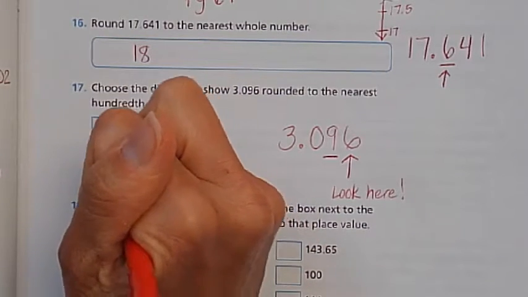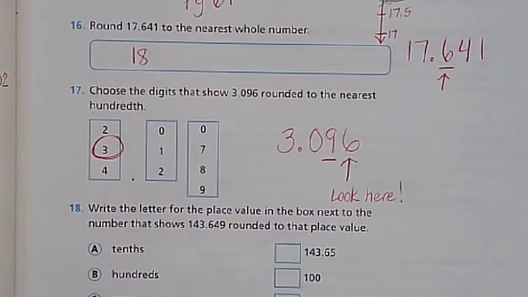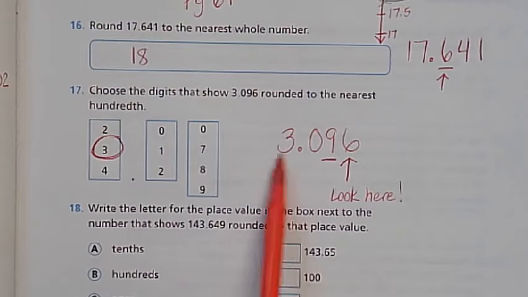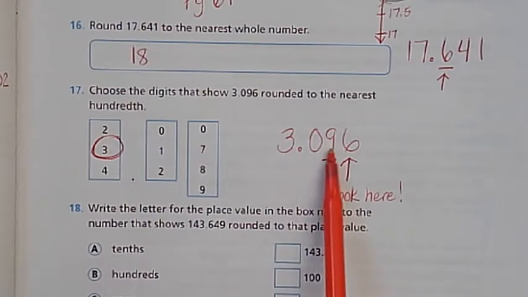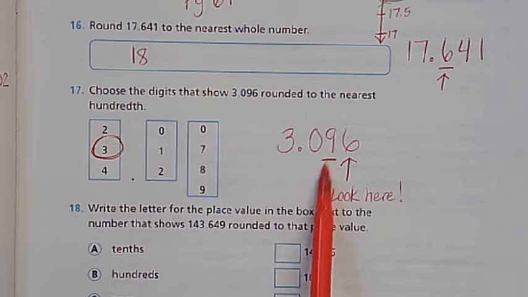Well, the 3 is not going to change. The 3 is going to stay the same. I'm not rounding to the nearest tenth. Or I'm sorry, I'm not rounding to the nearest 1. So I'm not going to go up to 4. I'm rounding to the nearest hundredth. So I'm looking more back here at the decimal part.